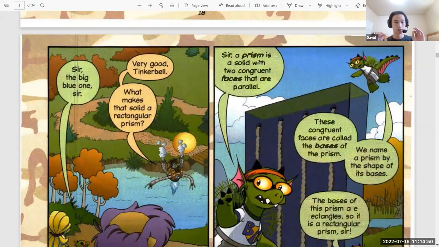Let's take a look. So the first speech bubble that we see says, a prism is a solid with two congruent faces that are parallel. So that might seem like a lot of words.